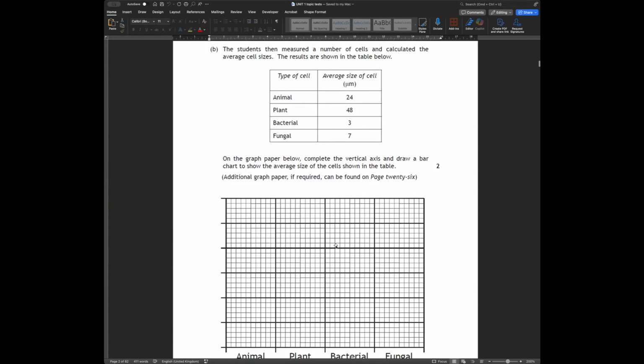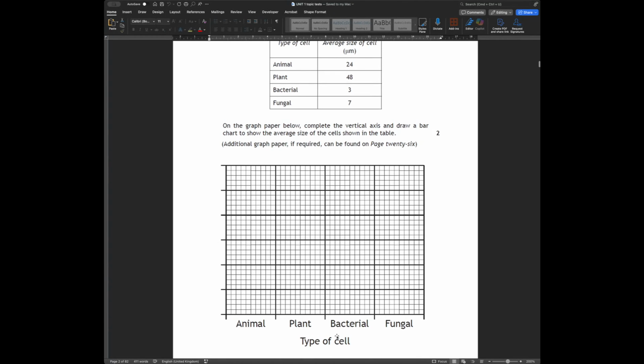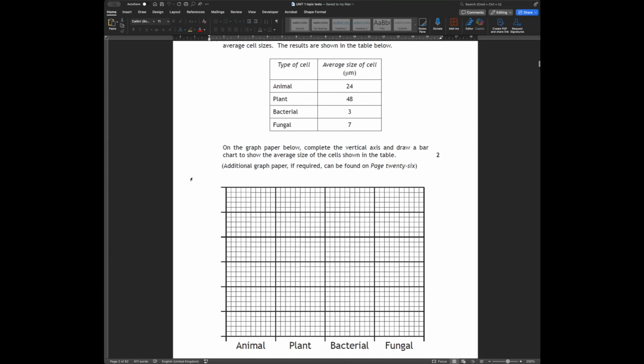Now, this question here is a bar graph question where we have to put the types of cells with their size of cell into this bar graph, okay? Now, the key thing with the bar graph, because the bottom axis is already filled in for you here, is to make sure that we fill in the side axes correctly. That vertical axis should be labelled with average size of cell, and then with the units, which is micrometers, written down the side of your bar graph.